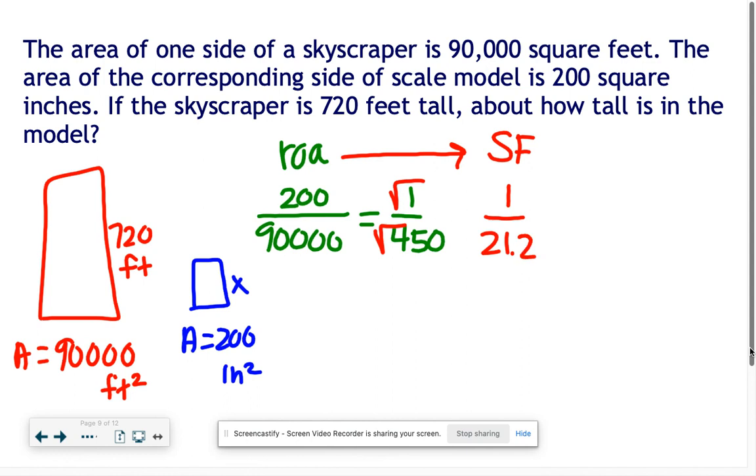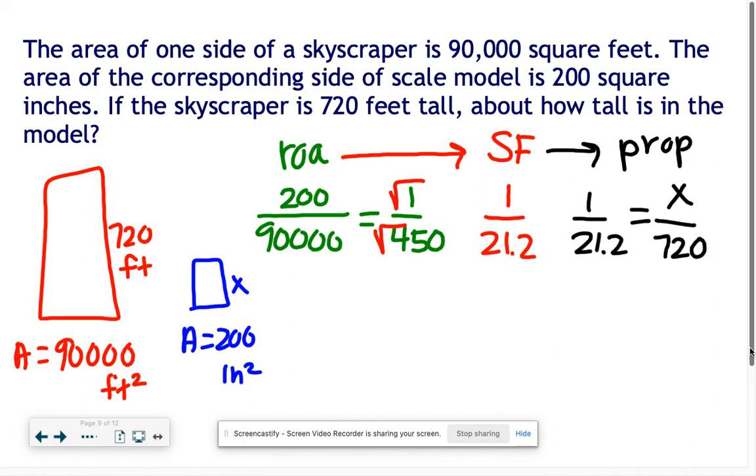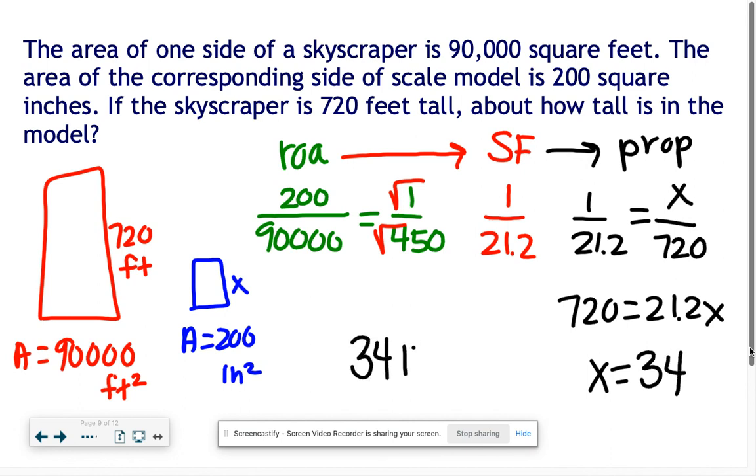And then from here, folks, write your proportion. So 1 over 21.2 equals x over 720. So 720 equals 21.2x. Divide out, x equals 34. So the side of our little model here is about 34 inches.